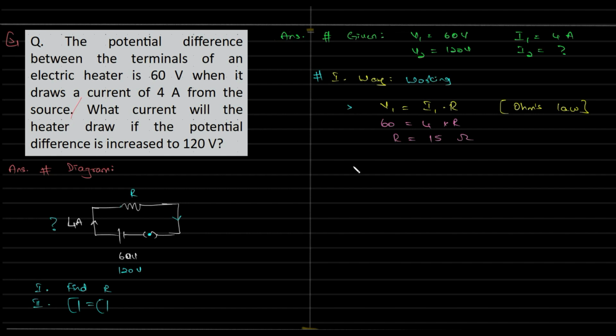And we'll substitute in V2 is equal to I2 into R. So V2 is 120, I2 is this, and R is 15. So we divide with 15 both the sides. I2 happens to be, how much will it be? Not 80, sorry, 8 ampere. So that's it. So this is the first way. You found the resistance, and since it's not changing, you can do this.